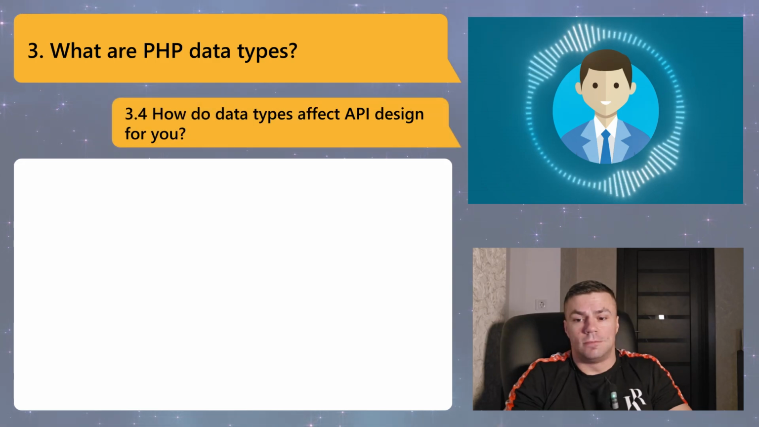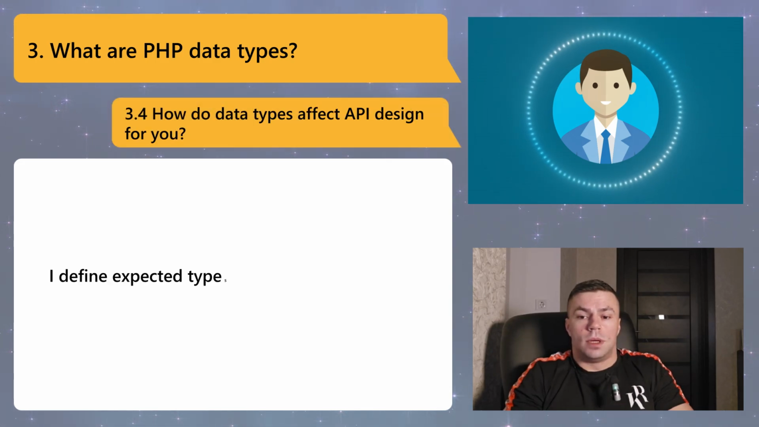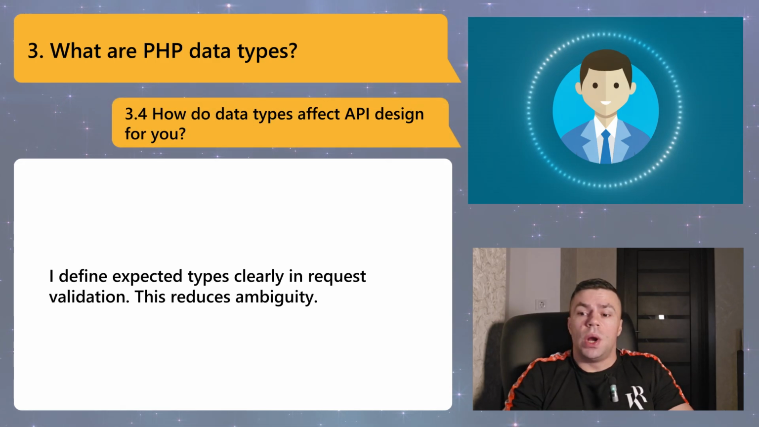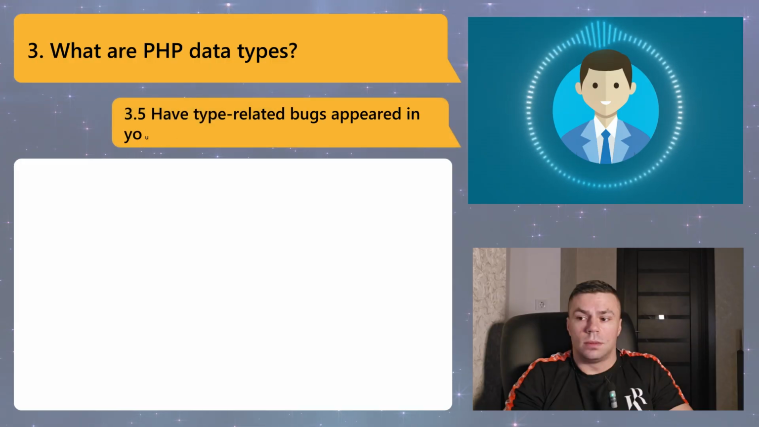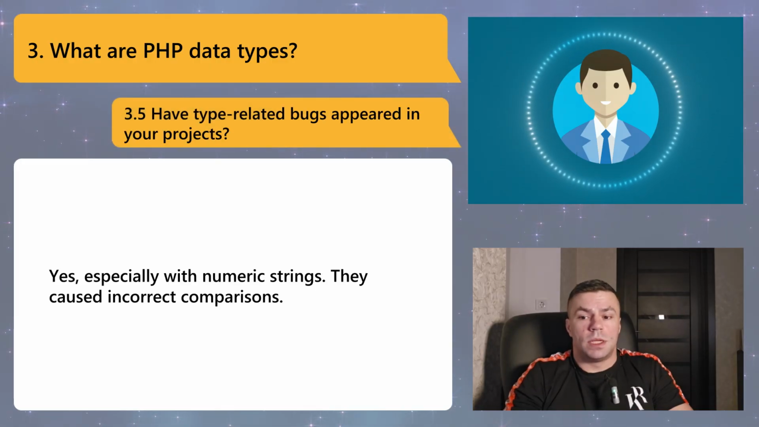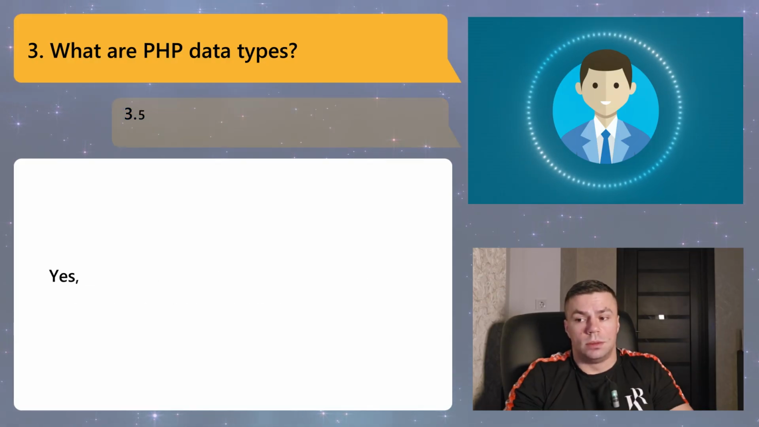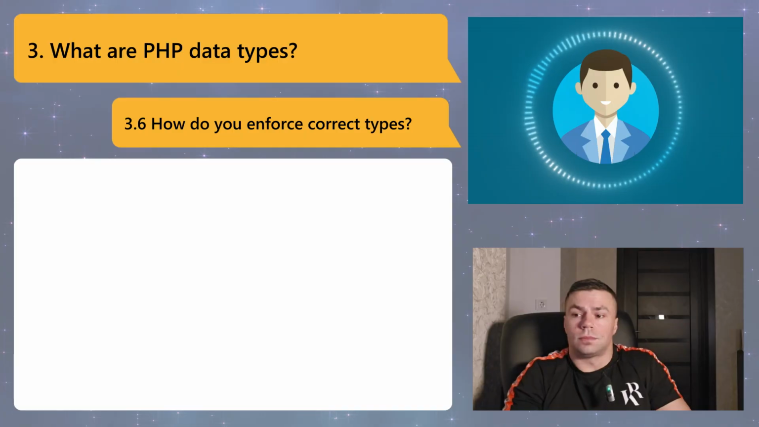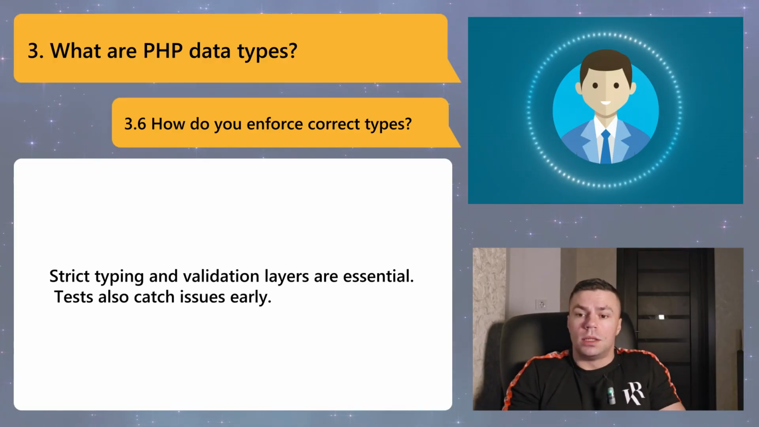How do data types affect API design for you? I define expected types clearly in request validations. It reduces ambiguity. Have type-related bugs appeared in your projects? Yes, especially with numeric strings. They cause incorrect comparisons. How do you enforce correct types? Strict typing and validation layers are essential. Tests also catch issues early.